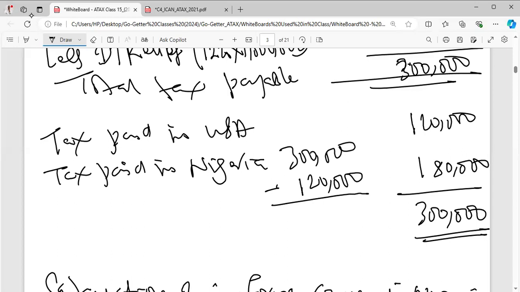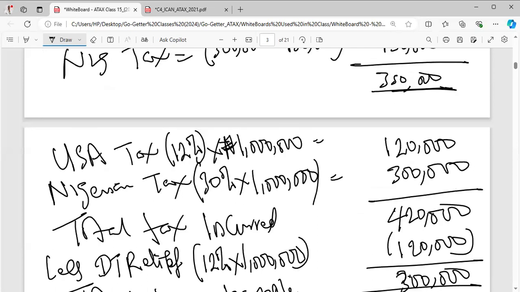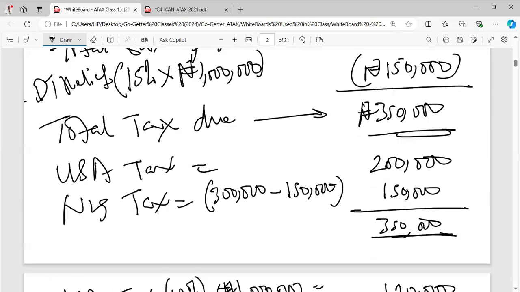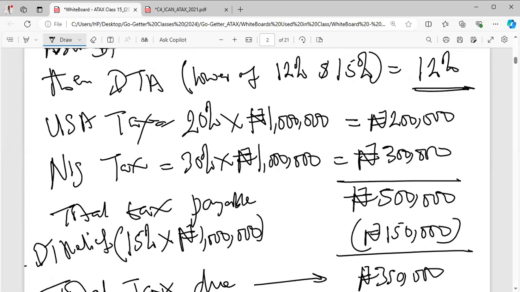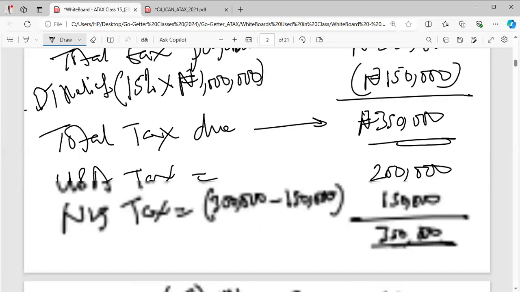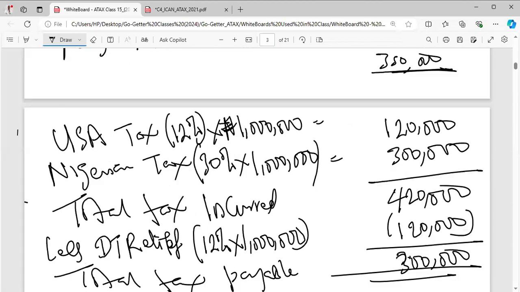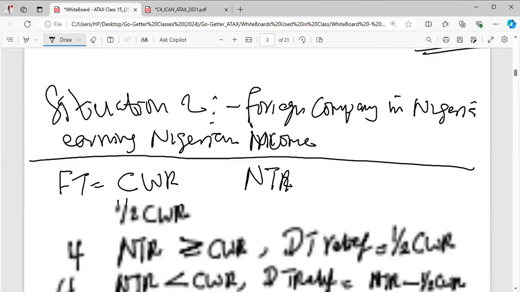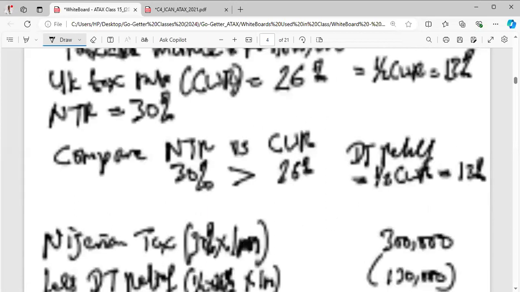Now, assuming we use the same rates that we used before, and we now say UK tax is 20, Nigerian tax is 30, we'll be paying half of it. Let's try that and see what will happen. Assuming foreign tax is 20, Nigerian tax is 30, let's make a comparison.